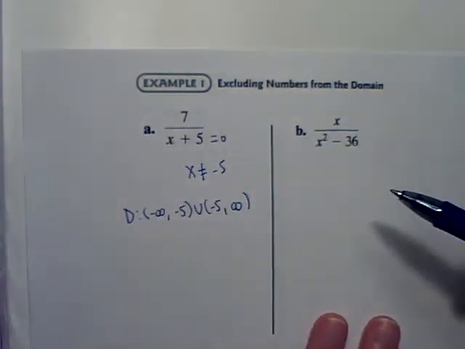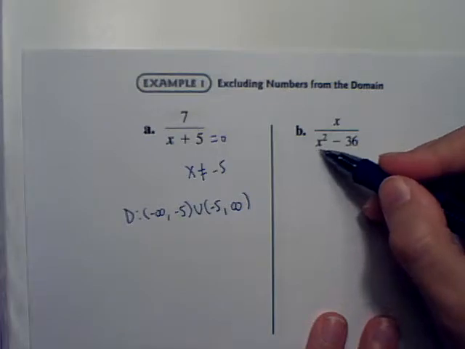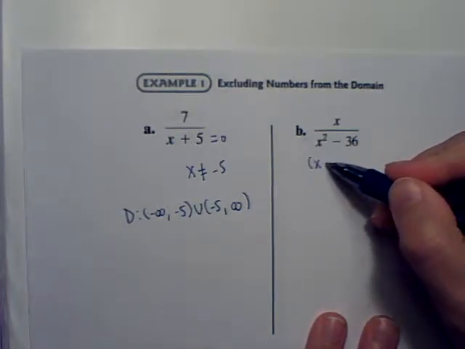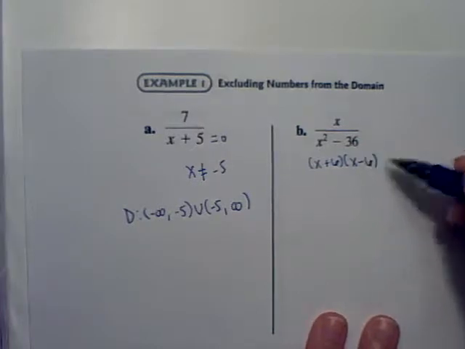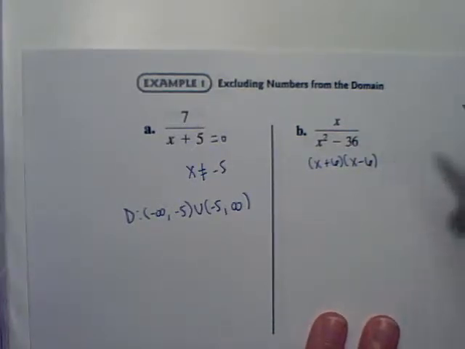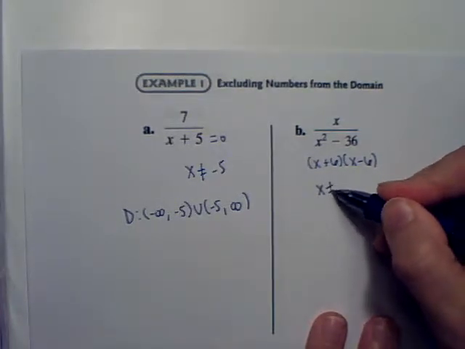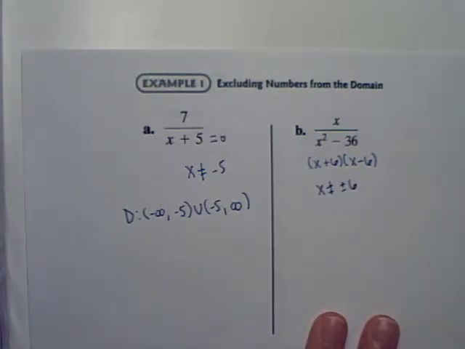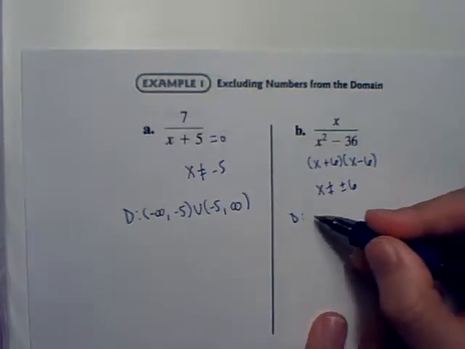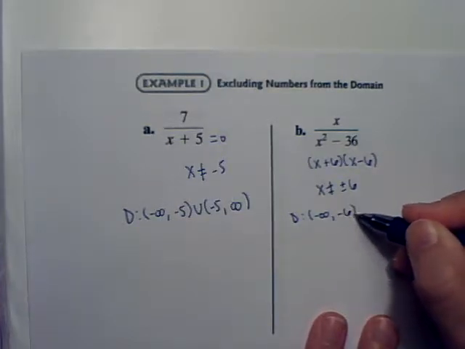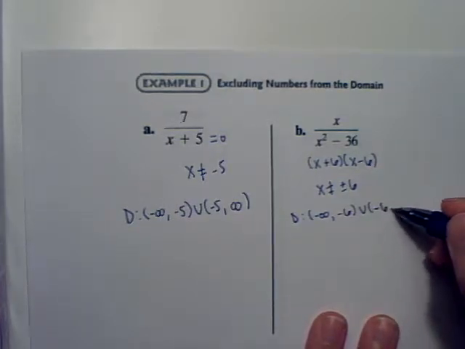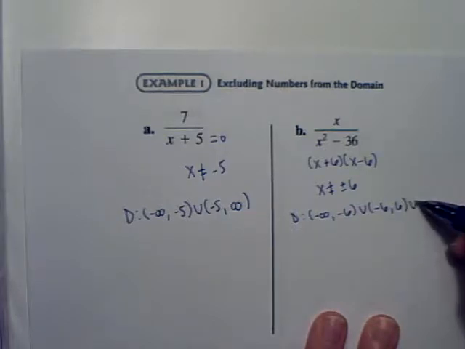On the second one, we will need to factor. So if we look at x squared minus 36, we can say x plus 6 and x minus 6. That is a difference of squares problem. So here x could not equal plus or minus 6. And our domain would be as follows. We would have 3 sections: from negative infinity to negative 6, union negative 6 to 6, and then union 6 to infinity.